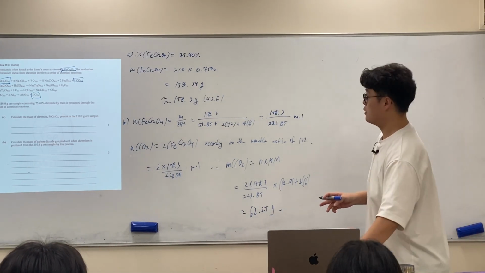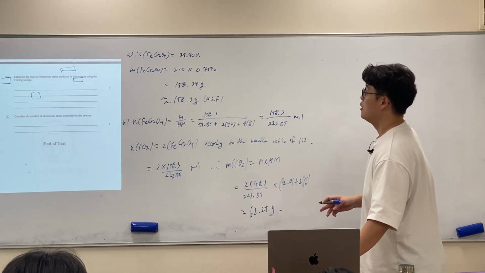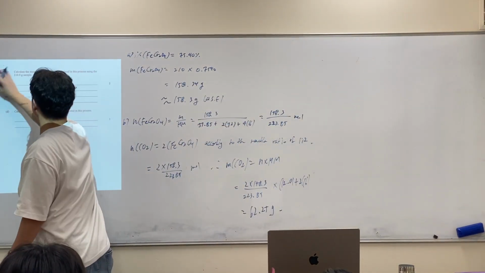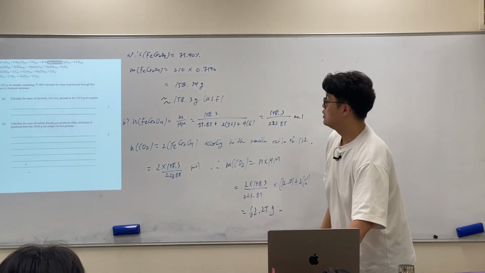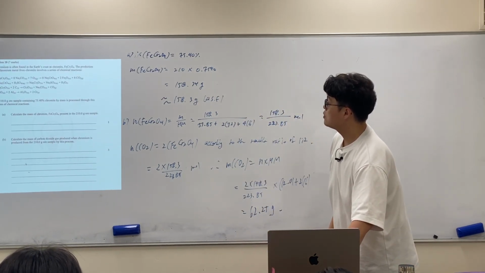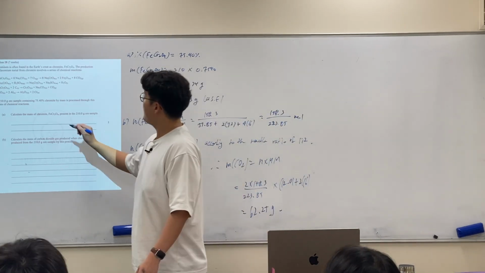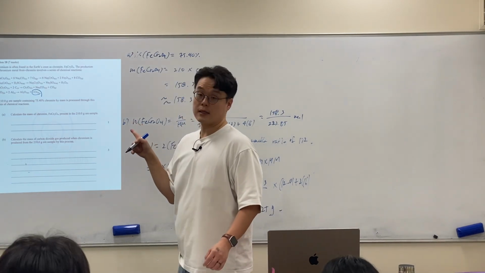All right. C. Calculate the mass of the chromium metal produced by this process using the 210 grams. Chromium metal produced in this process. Okay, chromium metal, which is given over here. So we need to find that.